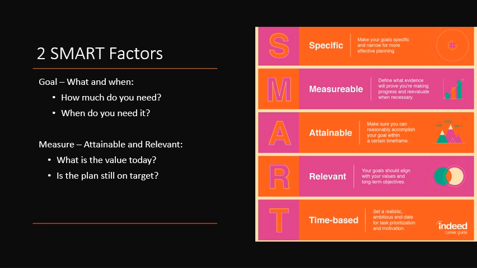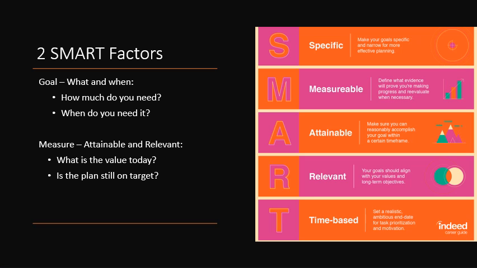But actually, SMART is only split into two main factors. One is the goal. What is the goal and when will it be achieved? So the S and the T are effectively what this goal set is about. How much do you need and when do you need it? I need £30,000 and I need it in 10 years' time in order to achieve my dream of owning a property.